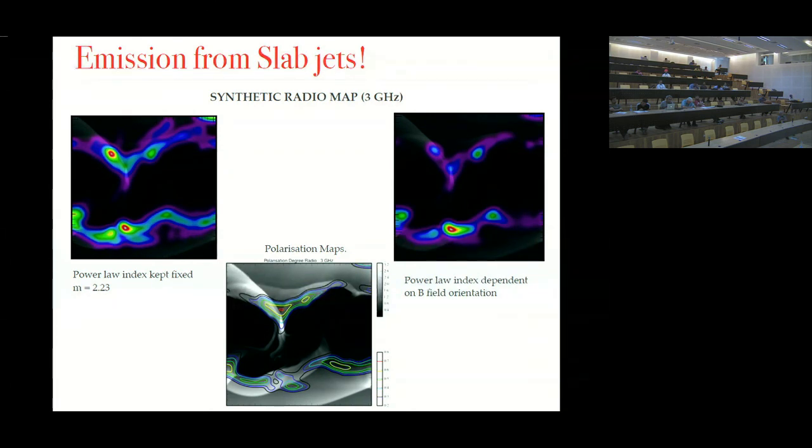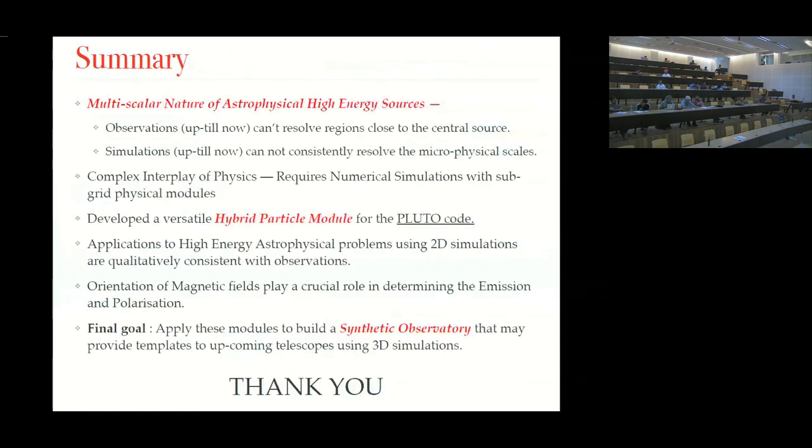So finally, summarizing what we have done. The problem of studying jets and even supernovae, high energy astrophysical sources, with simulation is definitely a complicated one and involves a multi-scale nature. The microphysics happens at much smaller scales, whereas the macrophysics happens at much larger scales. So we have developed a versatile hybrid particle module for the PLUTO code that can somehow bring a bridge to this scale variance.